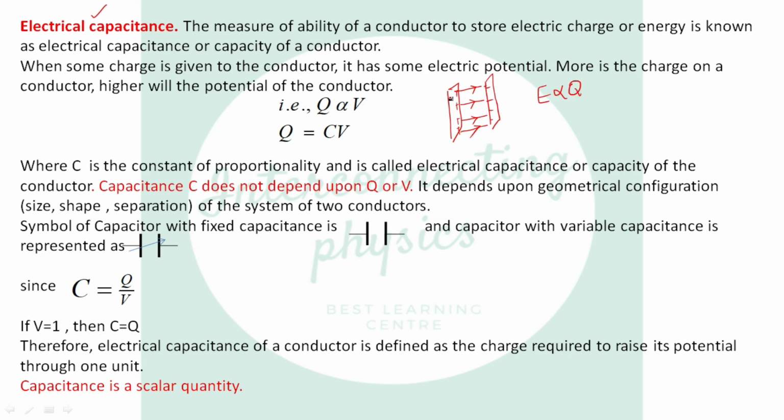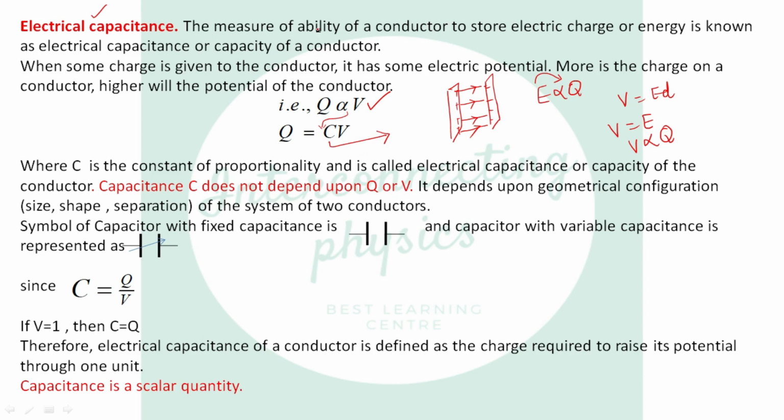If charge is increased, then electric field is also increased, because electric field lines are increasing. And we know V is equal to Ed. That means V is proportional to E. So V is directly proportional to charge, or conversely we can write Q is directly proportional to V. When we remove this proportionality sign, we get a constant of proportionality. It is called capacitance. And what does it mean?